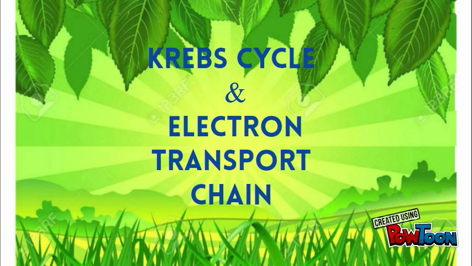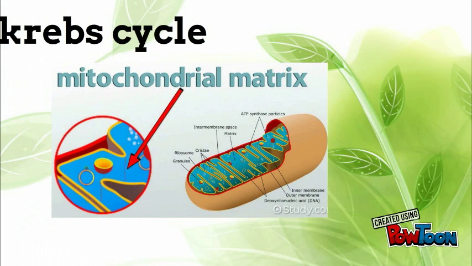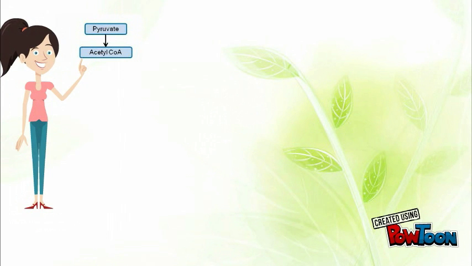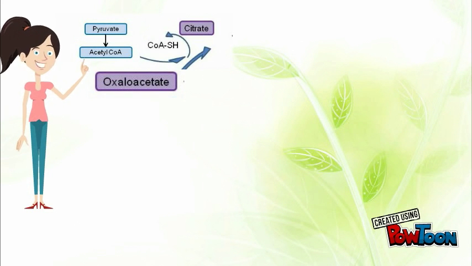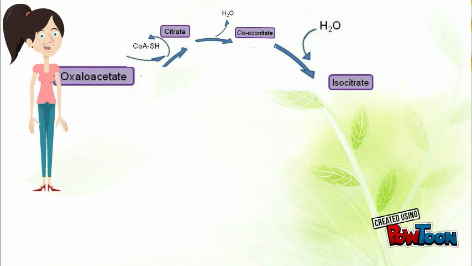Now, we are going to talk about the Krebs cycle and electron transport chain. The second step of respiration, the Krebs cycle, takes place in the mitochondrial matrix. In the Krebs cycle the coenzyme A molecule separates, donating the acetyl group to oxaloacetic acid and producing a 6-carbon molecule called citric acid. In the second step, citrate is converted into isocitrate. This is actually a 2-step process, involving first the removal and then the addition of a water molecule.